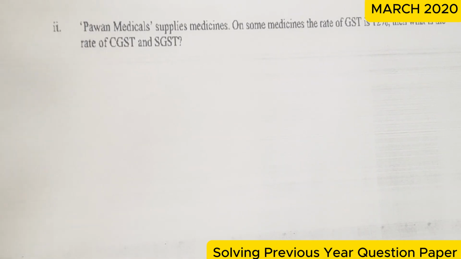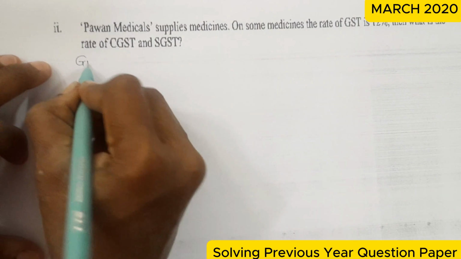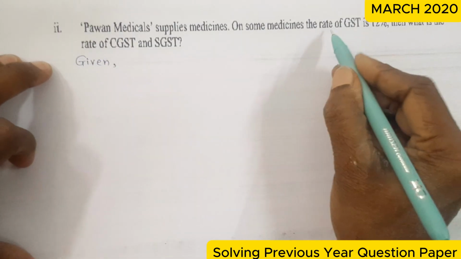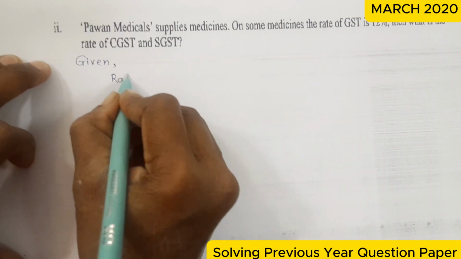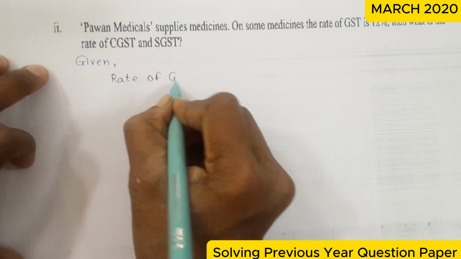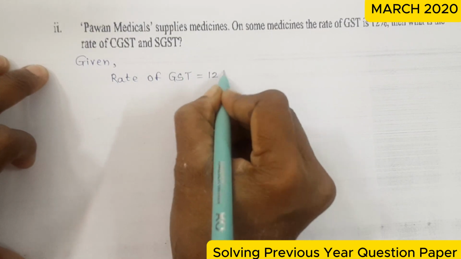Okay, then Pawan medical supplies medicines. On some medicines, the rate of GST is 12%. Then what is the rate of CGST and SGST? So now here student, first we write down the given. The given is that the rate of GST, so I write rate of GST is equal to 12%.